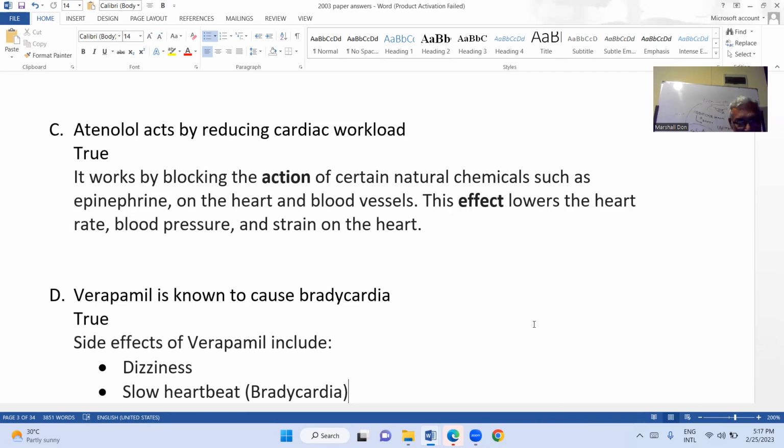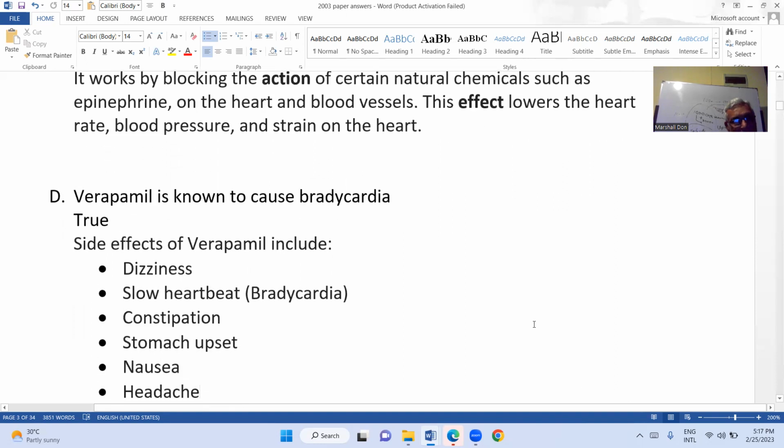Go to D. Verapamil is known to cause bradycardia. That is true. Verapamil and diltiazem work on the heart. Verapamil has a lot of side effects, and it reduces the heart rate, bradycardia, and most of the patients go to heart arrest level. So much reduction of blood pressure.